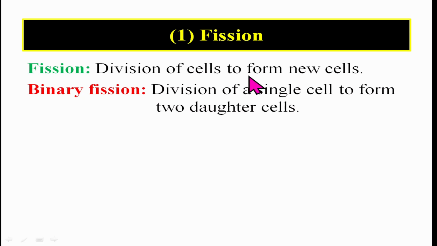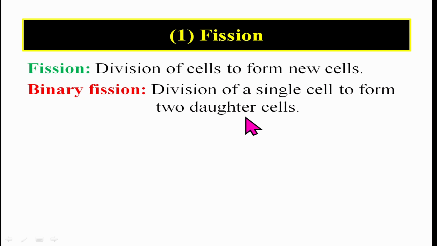Division of cells to form new cells, and from this fission comes binary fission. So when we tell about bi means two. So when division of a single cell to form two daughter cells. Now see, binary means two, and division of a single cell. Now one cell will form two daughter cells, and this process is known as binary fission. Okay. Now one very common example I can tell you, like for example, in case of amoeba.